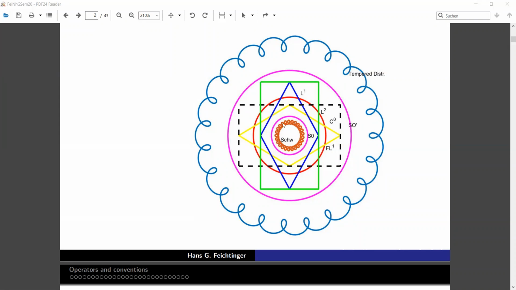So in my picture, it means you rotate the blue object to the yellow one, and then you're inside the rectangular box. But everything is happening in the universe, which is the space of tempered distributions, the huge curly object, which is the dual of the smallest object in the game, which is the Schwartz space of rapidly decreasing functions.